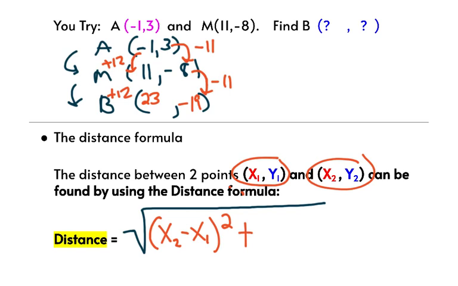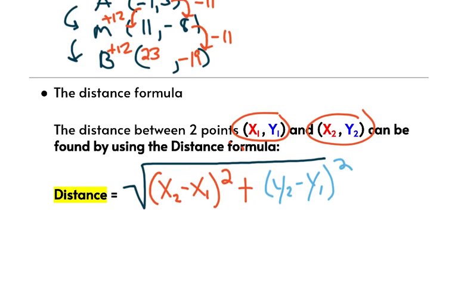Then you're going to subtract those y's, and then you're going to square it. This is what the actual formula says. If you were to Google, what is the distance formula? Try it. This is what it'll say.